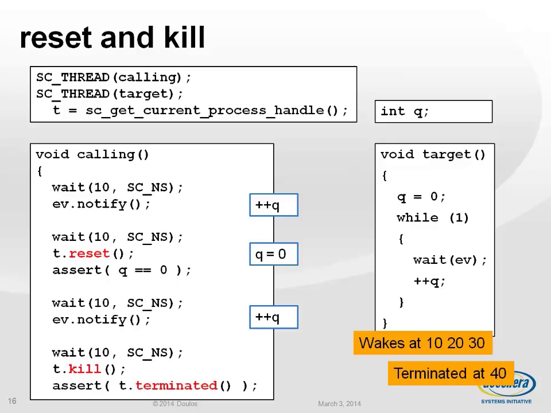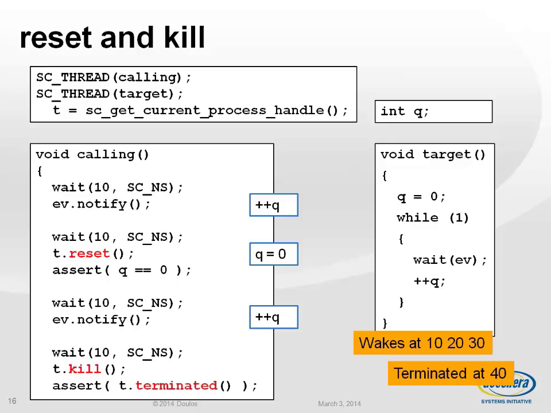T equals SC get current process handle. So here's our target process. It's executing, it's waiting for an event, and we've got a handle to that process T. So the calling process over on the left-hand side can now start manipulating this thing. So let's see what happens.